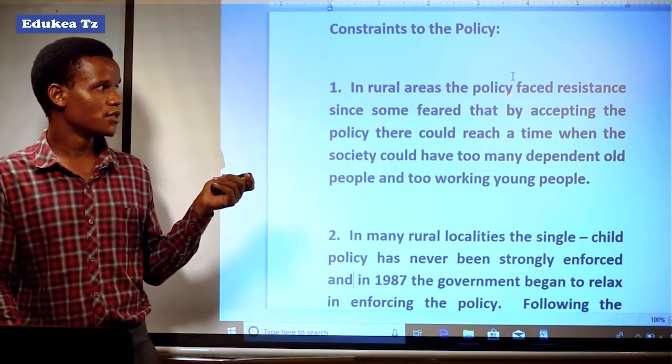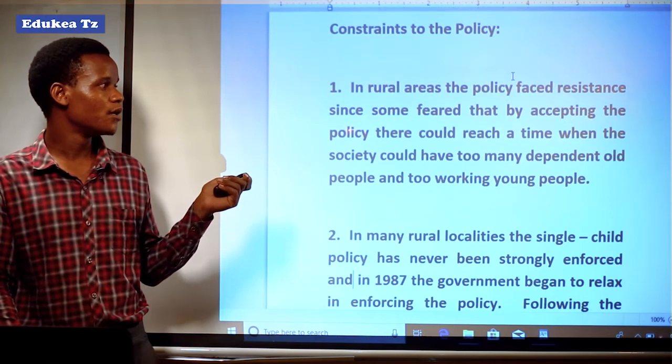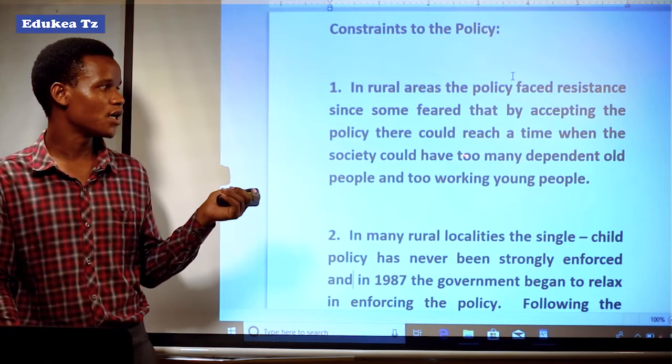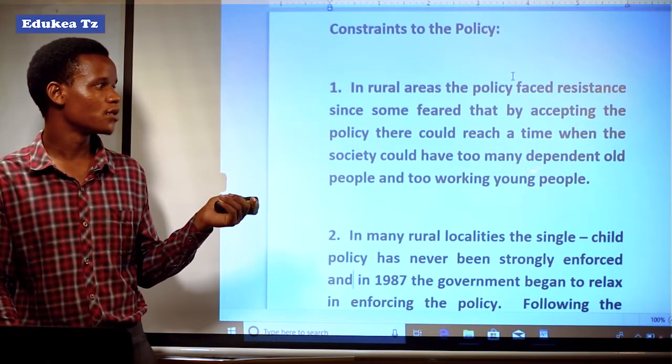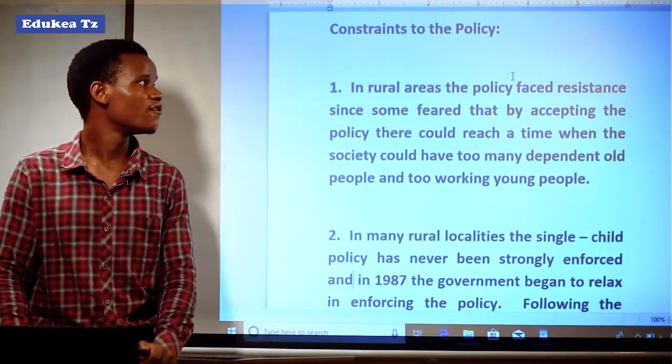In rural areas, the policy faced resistance since some feared that by accepting it, there could come a time when society would have too many dependent old people and too few working young people. This is among the concerns about that kind of policy.